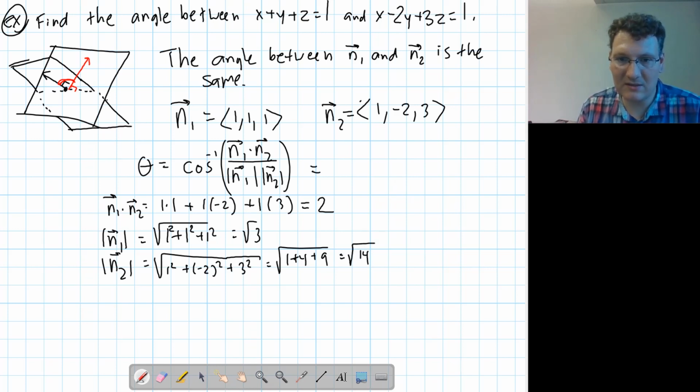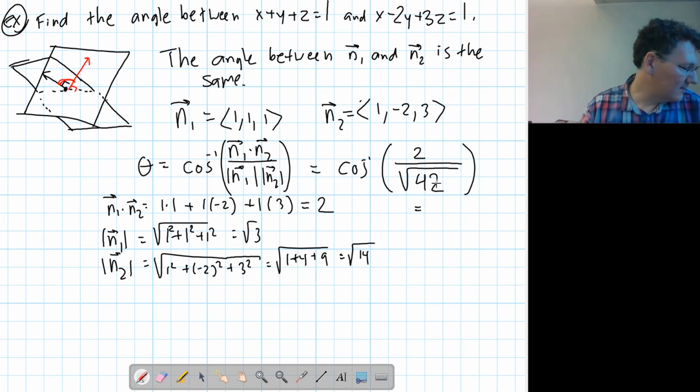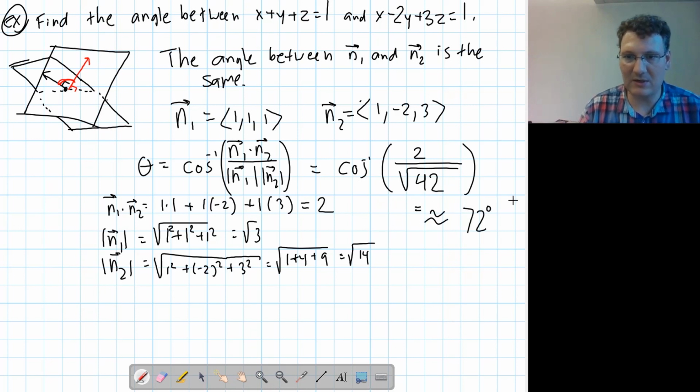And so this is the cos inverse of, what do we have? 2 over the square root of 3 times 14, which is 42. You can work this out in the calculator. This is actually approximately equal to 72 degrees.